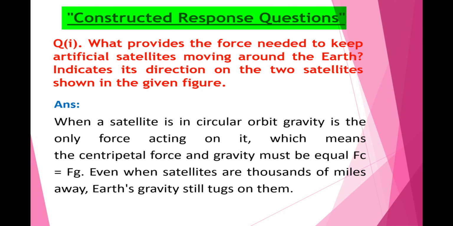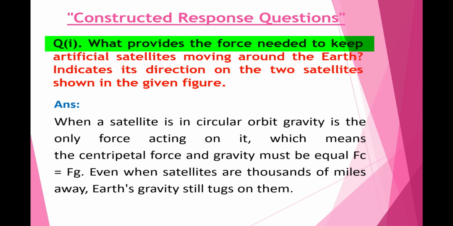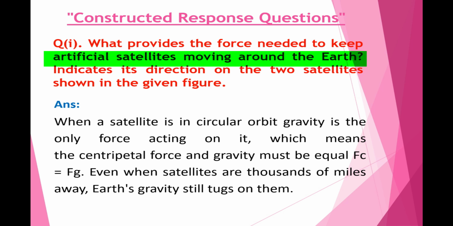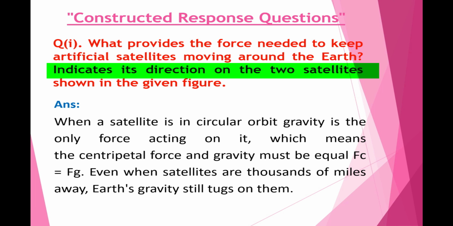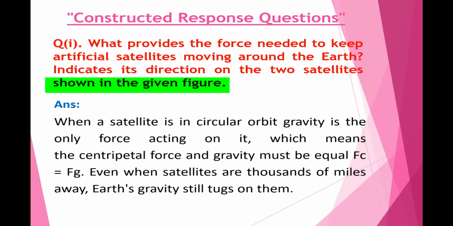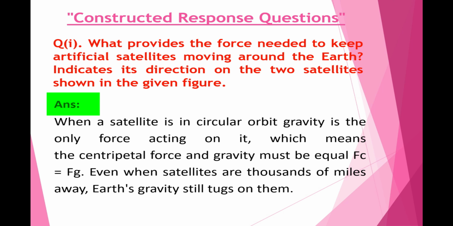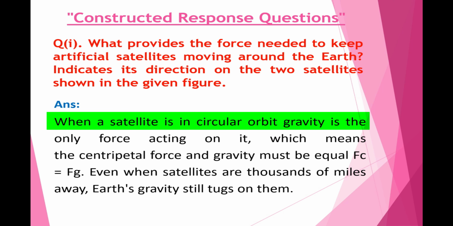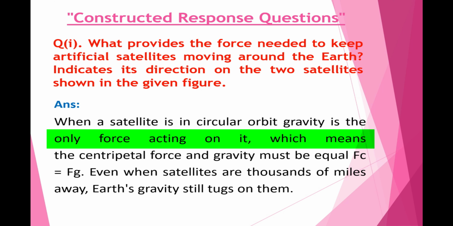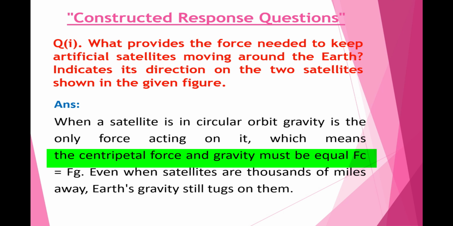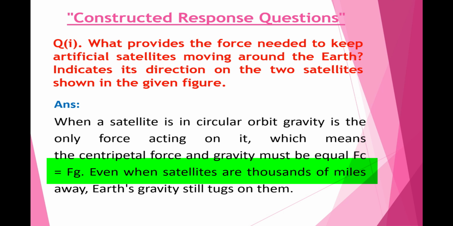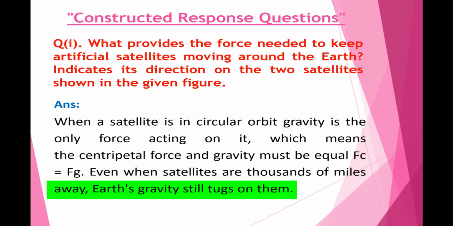Constructed response question. Question number 1. What provides the force needed to keep artificial satellites moving around the Earth? Indicate its direction on the 2 satellites shown in the given figure. Answer. When a satellite is in circular orbit, gravity is the only force acting on it, which means the centripetal force and gravity must be equal. Fc equals Fg. Even when satellites are thousands of miles away, Earth's gravity still tugs on them.